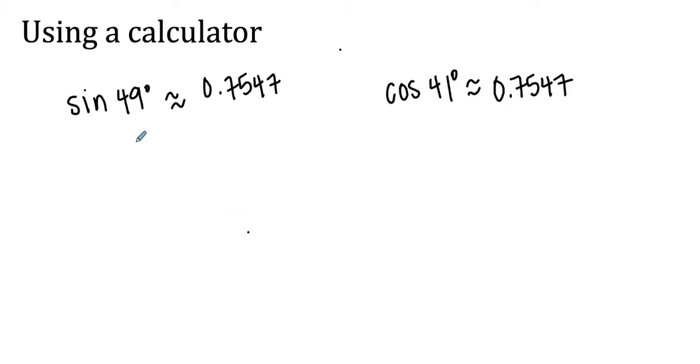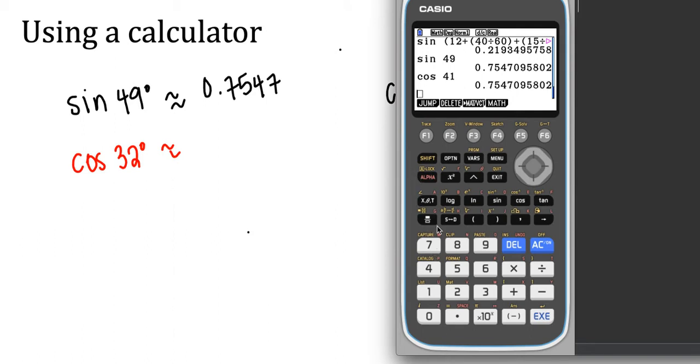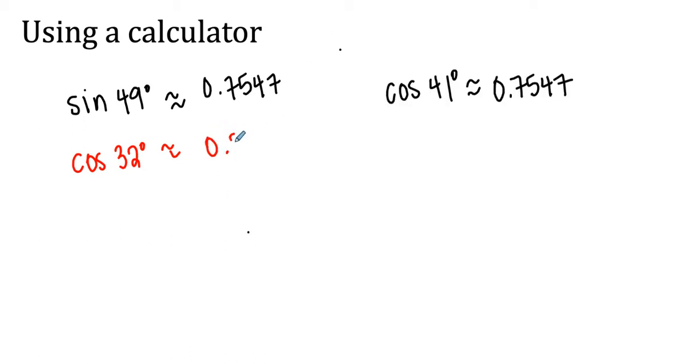Let's look at the cosine of 32 degrees. What is that? So we'll go to our calculator. Cosine 32. We're in degree mode. Press enter. And we get 0.8480. Okay, that's a good number.